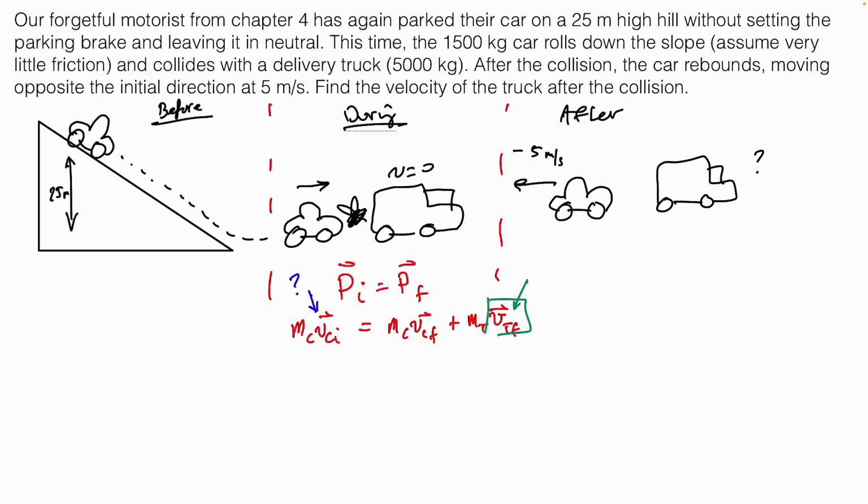Okay, but how am I going to find this velocity car initial? So this is where I reach for a different toolbox. It can be kinematics, it can be Newton's laws, it can be energy. I'm going to use energy, because I know the vertical height where the car started, and all I want to know is how fast the car is going when it gets to the bottom of the hill. So I can set up a quick conservation of energy where I've got an initial, and I've got a final down here.